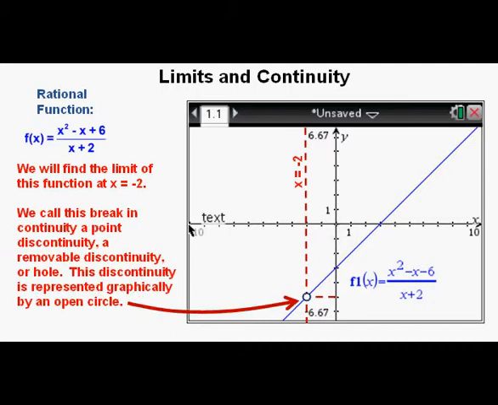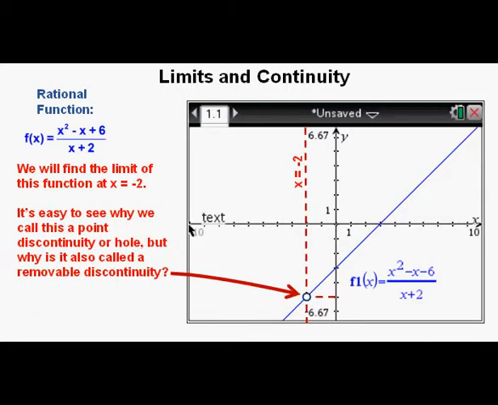We call this break in continuity a point discontinuity, a removable discontinuity, or a hole. This discontinuity is represented graphically by an open point. Every point on the line is included in the function except the point where x equals negative 2. That's the meaning of the open point, which is represented by a small open circle. It's easy to see why we call this a point discontinuity or a hole, but why do we also call this hole a removable discontinuity?